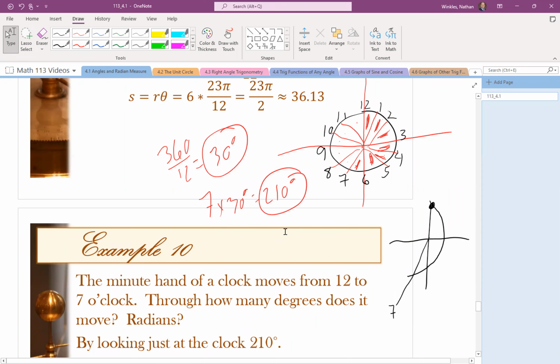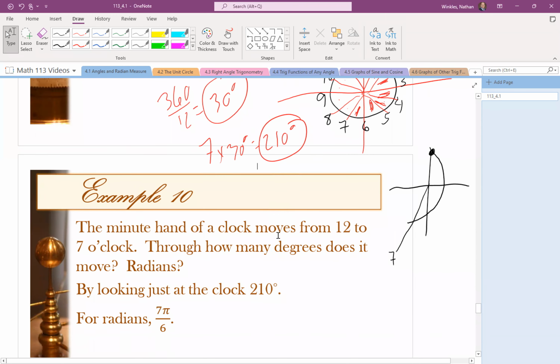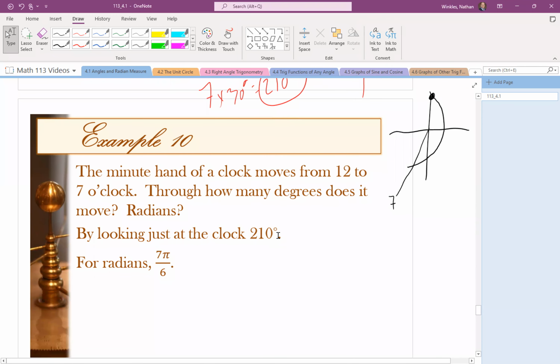So now we need to take this 210 degrees and convert it to radians. So we take our 210 times pi over 180. They're both divisible by 30. So make that a 7, make that a 6. So we get 7 pi over 6 in terms of radians. So once we have one of them, we just do the easy conversion.